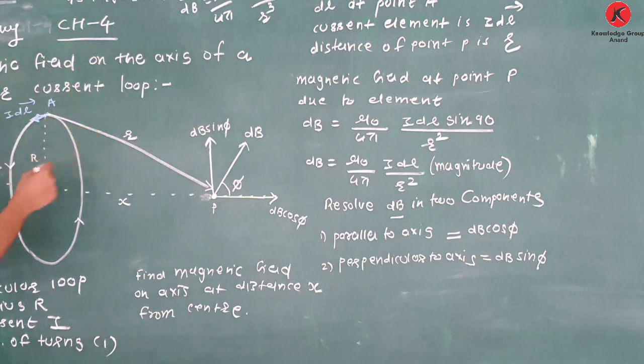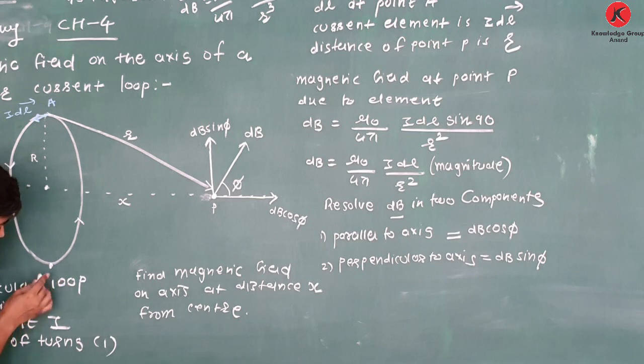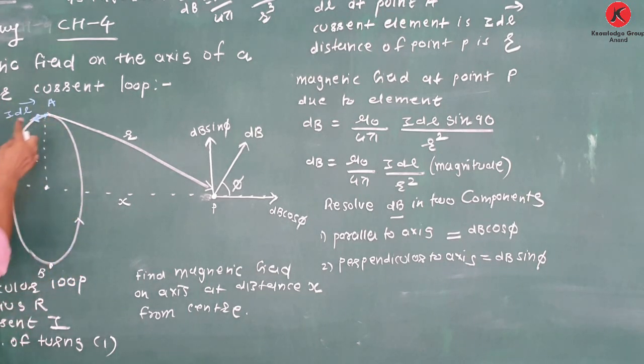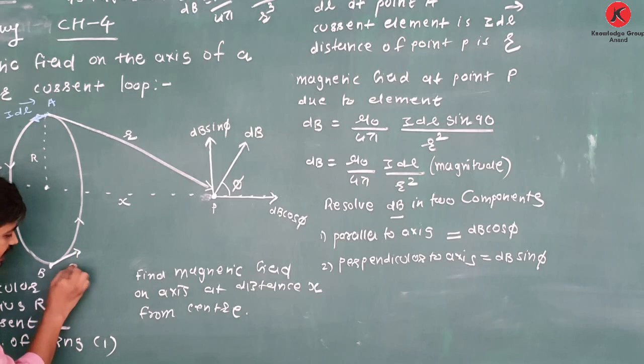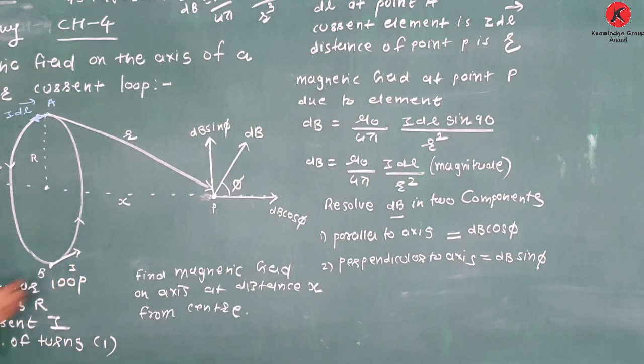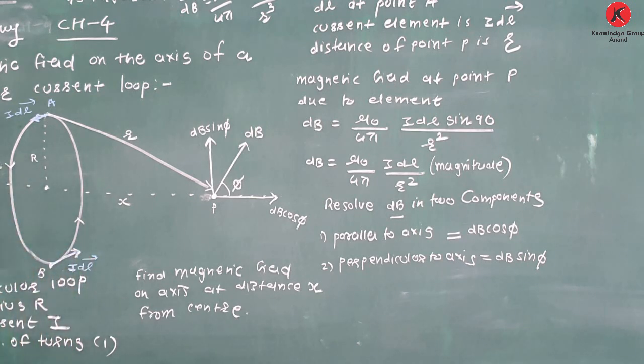Now I am taking another element opposite to A and identical to A. It means if A is here, its diametrically opposite point is B. Identical element means if the length of this element is dl, the length of the other element is also dl. Here current is coming outside, here current will go inside. So here the current element is in this direction, it is I dl, and in this direction it is I dl. Clear about this? So identical to A, you have to take one element at B.